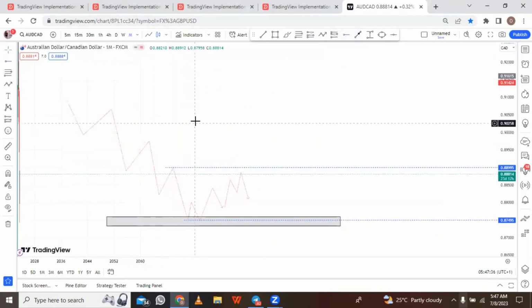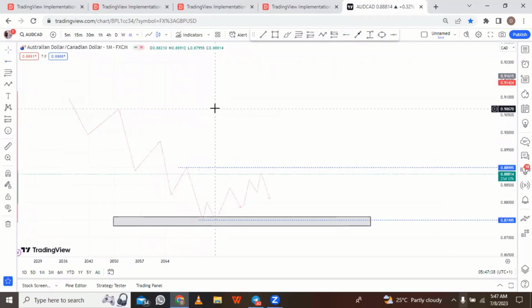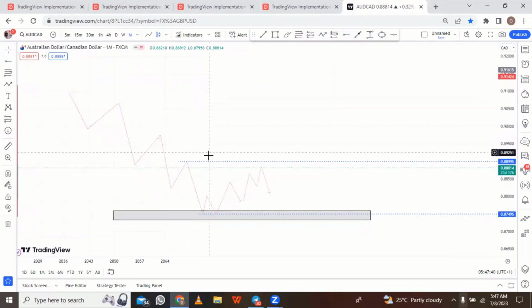Now, the mistake many beginners make is, the moment they see this type of thing happening, they will conclude that this market has started buying, because you can see that the market is actually creating a series of highs. But this is on the lower time frame.